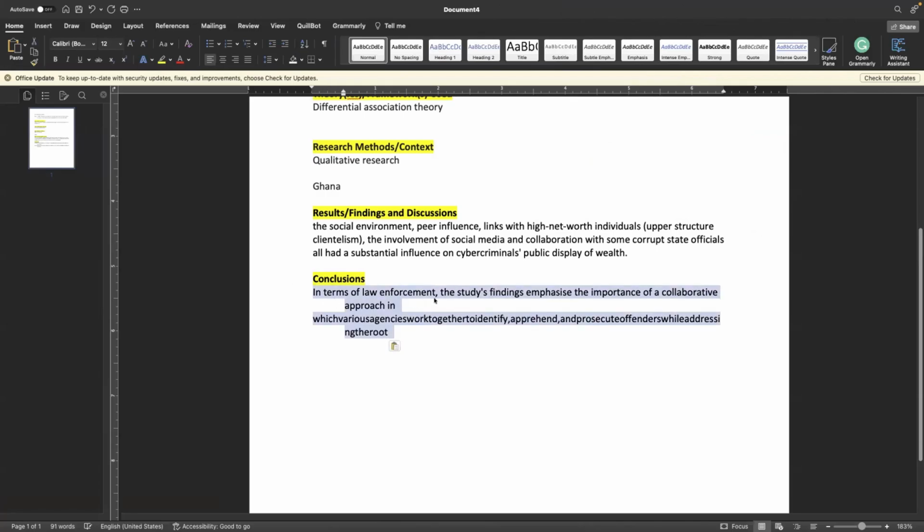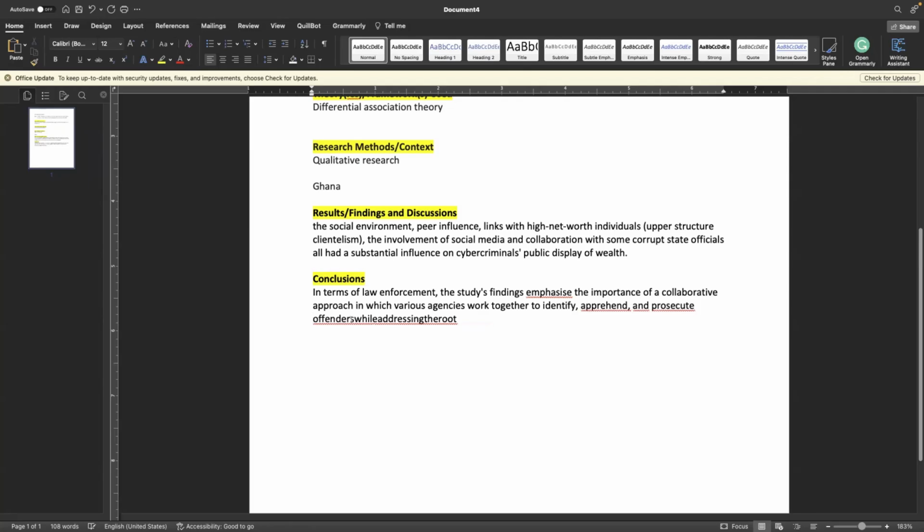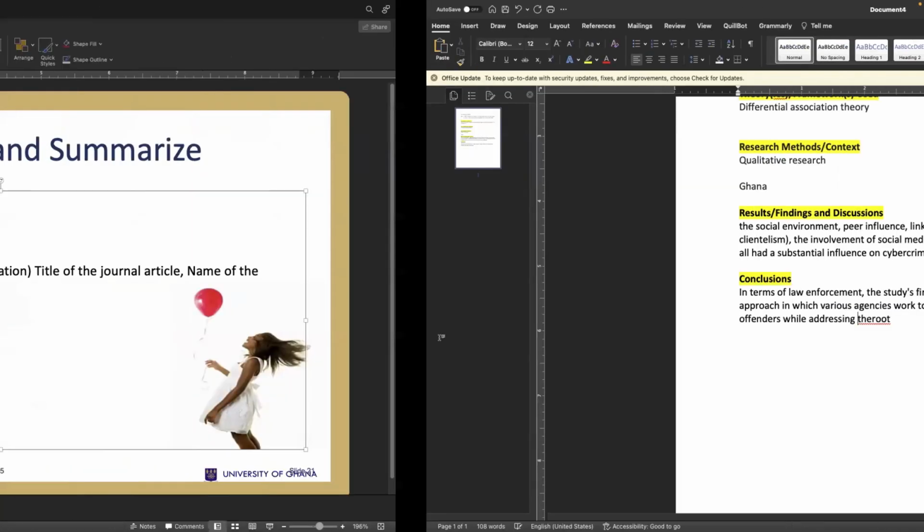So in terms of law enforcement, this is just one part of the conclusion that we have. Like I said, don't just copy and paste. You have to read and understand what you are reading and how it applies to your work. Okay, various agencies work together to identify, apprehend, and prosecute offenders while addressing the root cause of cybercrime. Okay.